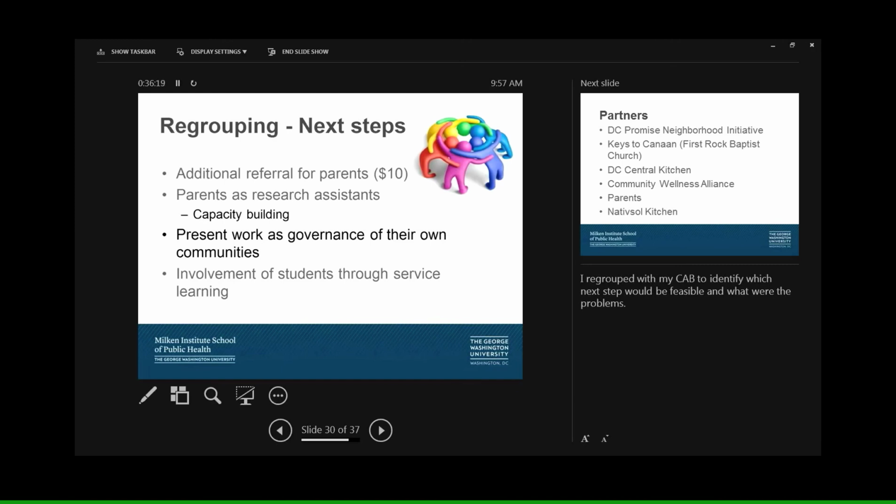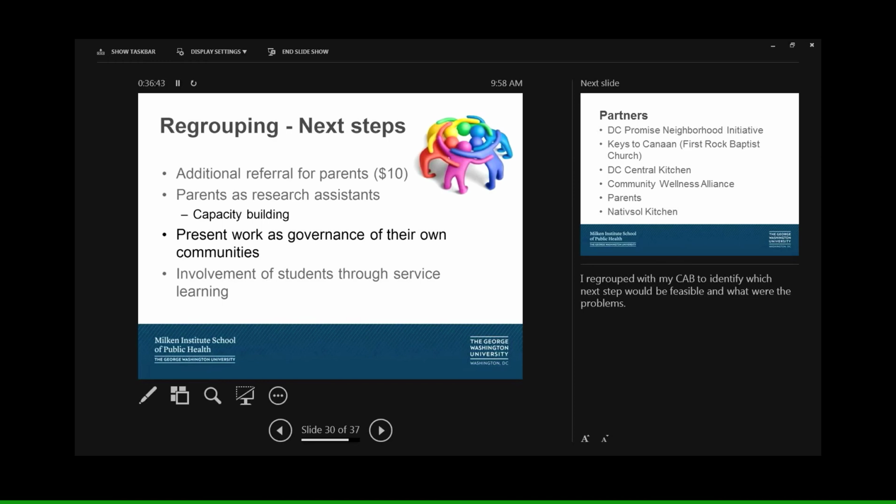So I'm regrouping with my CAB, and the next steps we have identified are these. With the parents that have completed the interviews, we're offering an additional $10 if they refer us to their friends, and their friends complete the interviews, of course. Also, identifying parents and training them to be the research assistants to conduct the interviews themselves.